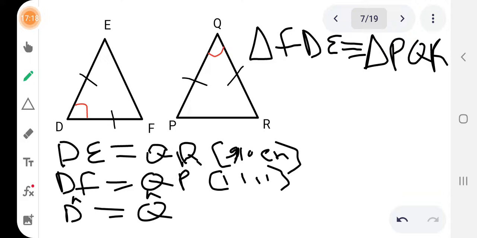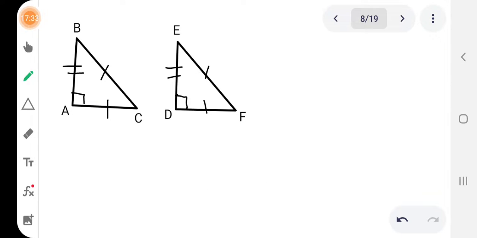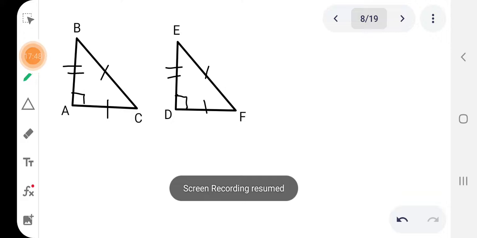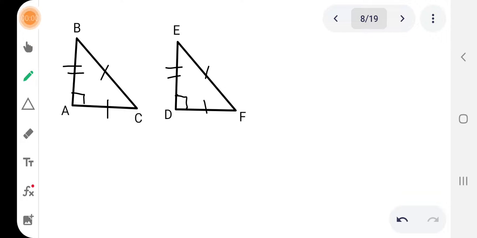Okay, yes, it's correct. So your reason here is going to be different from that. So in this case, we have a side, an angle and a side. Okay, I hope you understand this. So in this case, we are given this right angle, and also in this case, we are going to prove for congruency.